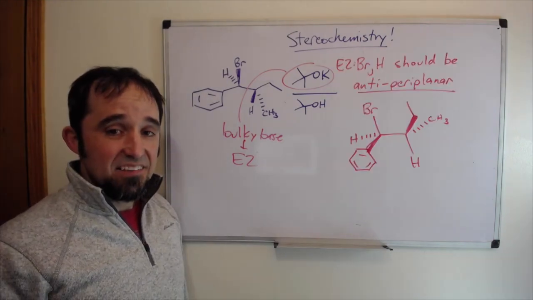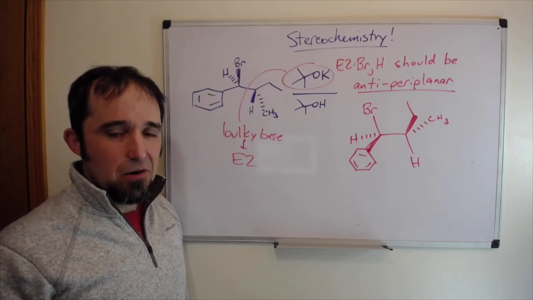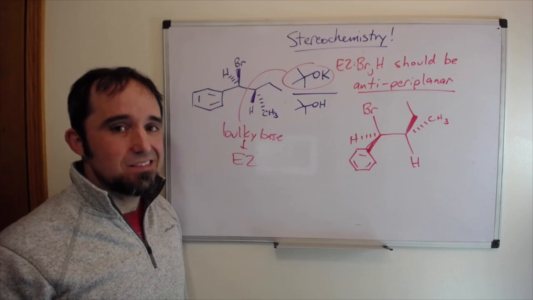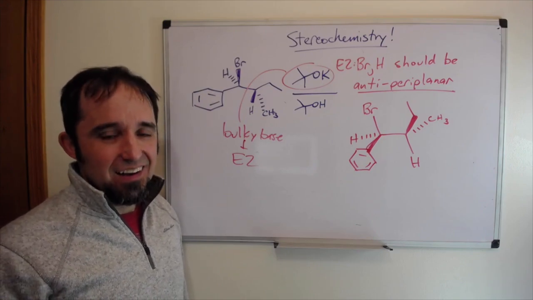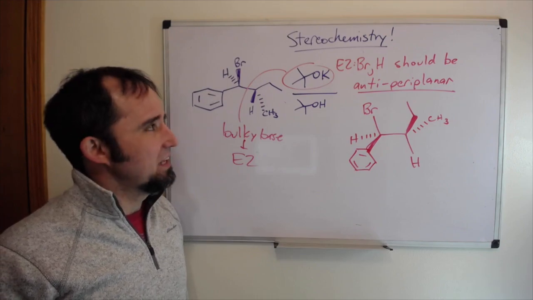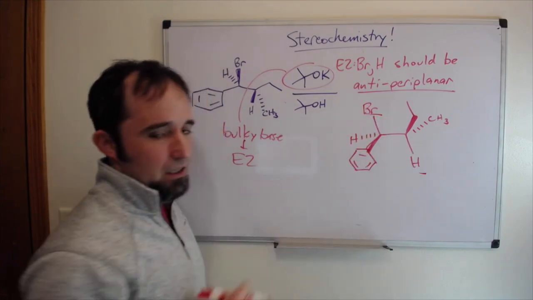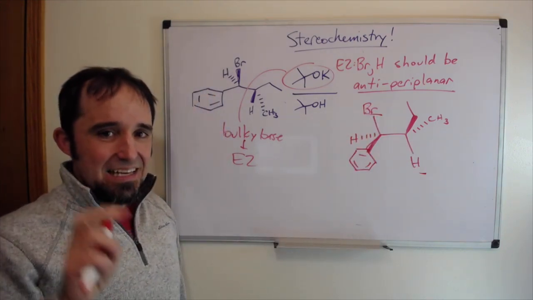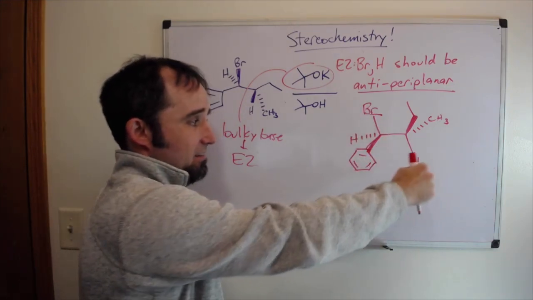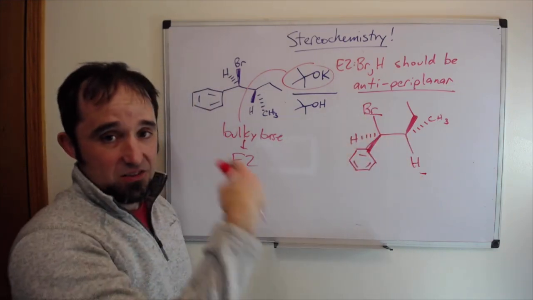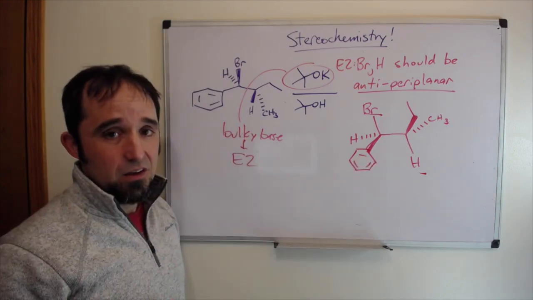Just like the SN2 has very specific and particular stereochemical requirements, so also the E2 reaction has very specific stereochemical requirements. So for the E2 reaction, the hydrogen we're going to take and the leaving group that's going to leave need to be anti-periplanar. So it needs to essentially look like this, where the hydrogen and the bromine are in a straight line in a plane, and that they're kind of opposite each other.